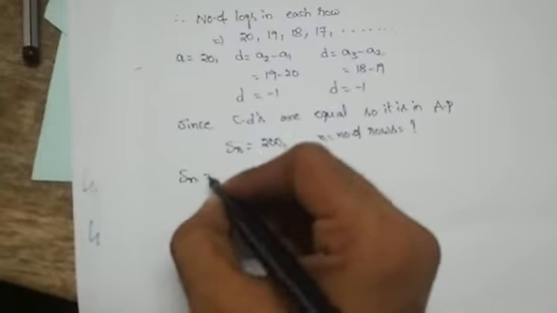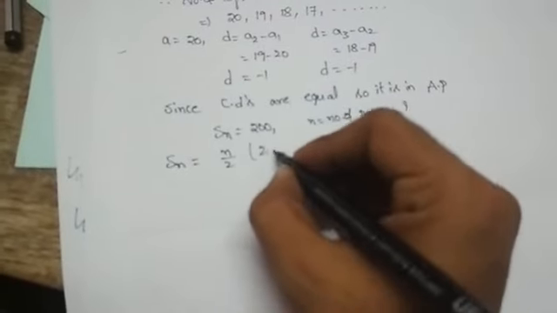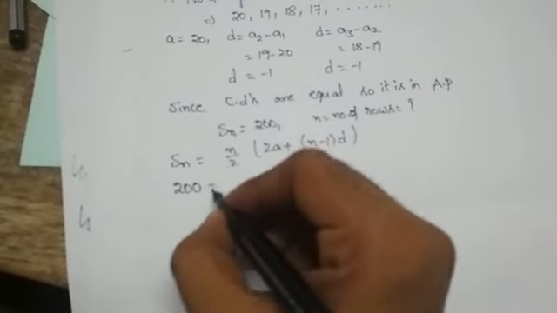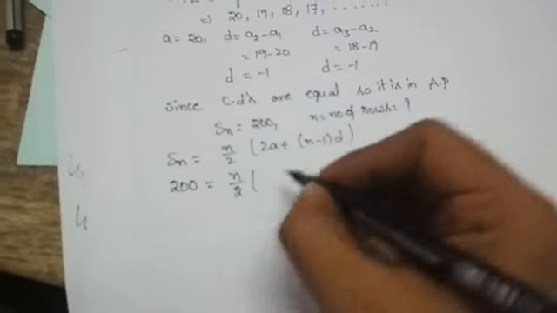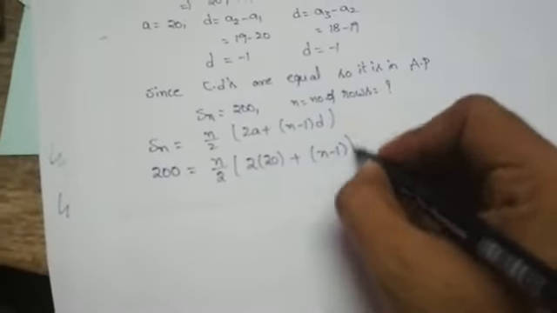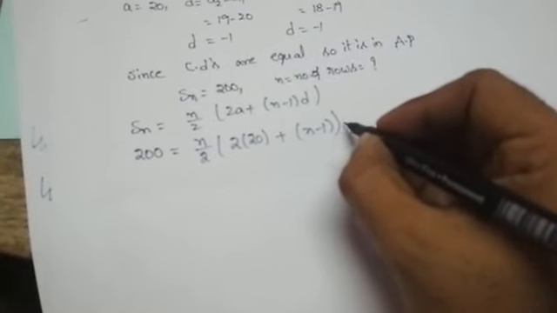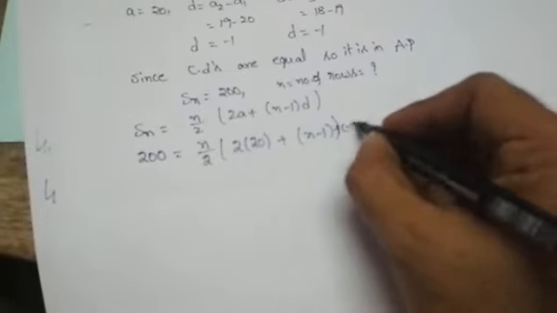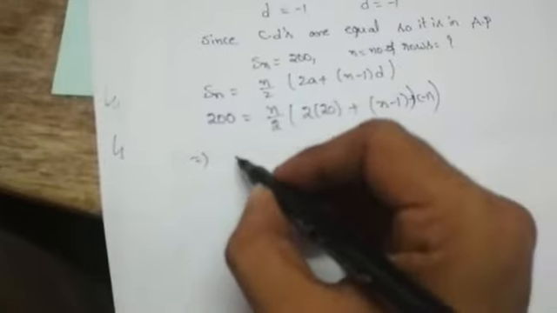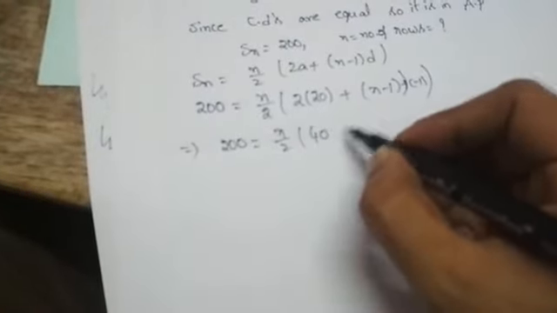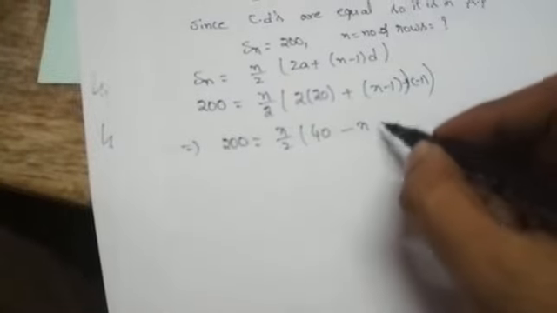We know that Sn is equal to n by 2 into 2a plus n minus 1 into d. Sn value we know, 200 is equal to n by 2 into 2 into a, which is 20, plus n minus 1 into d, and the d value is minus 1. That implies 200 is equal to n by 2 into 40, minus 1 this side, minus n, minus into minus, plus 1.